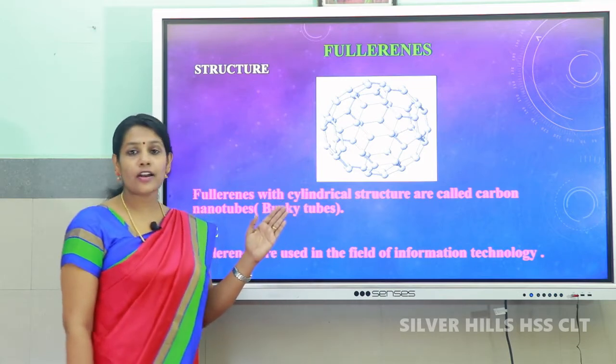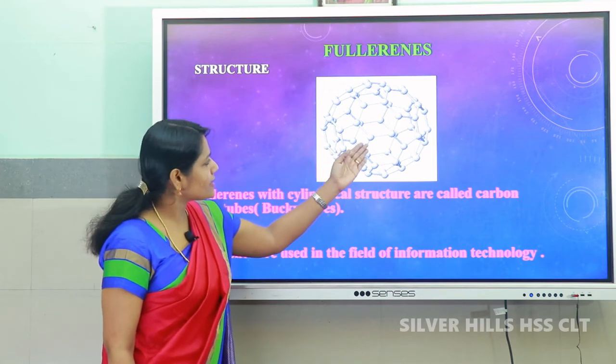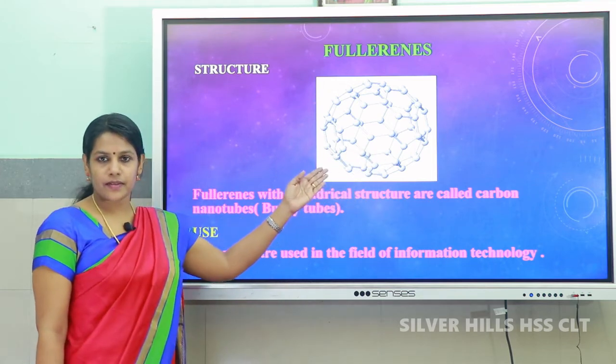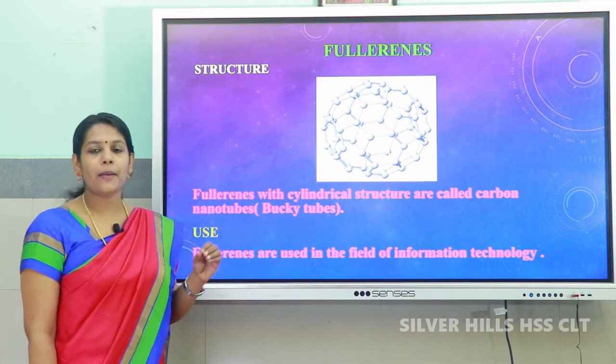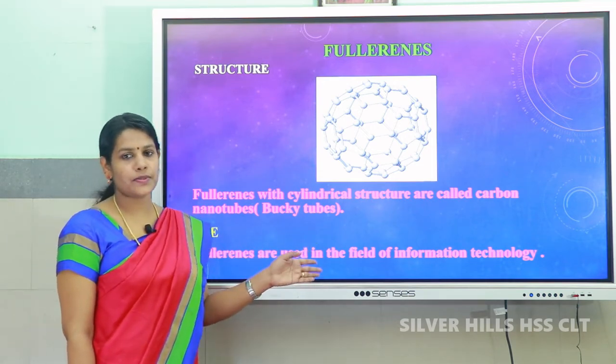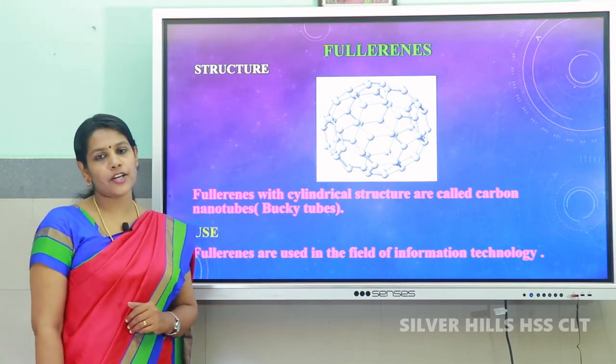So fullerenes have a hollow structure containing hexagons and pentagons. So you can see hexagons and pentagons in this figure. Then fullerenes with cylindrical structure are called carbon nanotubes or Bucky tubes. So the main use of fullerene is in the field of information technology.